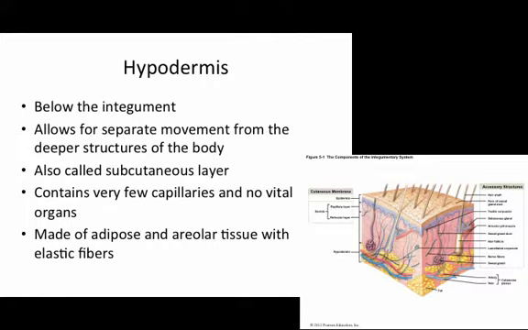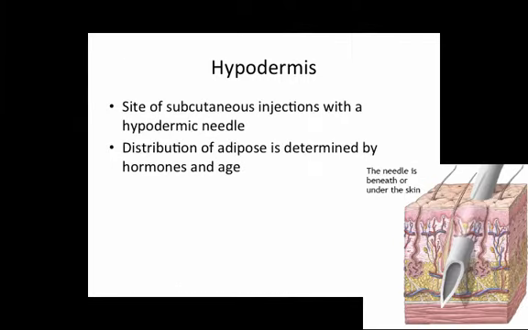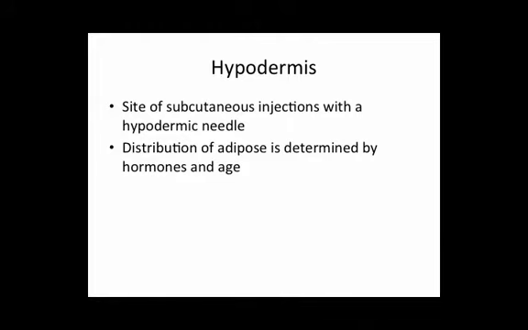The hypodermis is also called the subcutaneous layer. The hypodermis contains very few capillaries and no vital organs. It is made of areolar tissue and adipose tissue and contains elastic fibers. This is the site of subcutaneous injections using hypodermic needles. The distribution of fat in the hypodermis is determined by hormones and age.